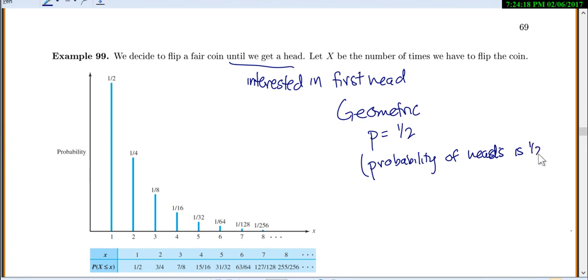is 1/2. Now you should always write down what x is, although sometimes it's saying it up in the sentence, so I haven't written it down, but x is the number of attempts to get the first head.